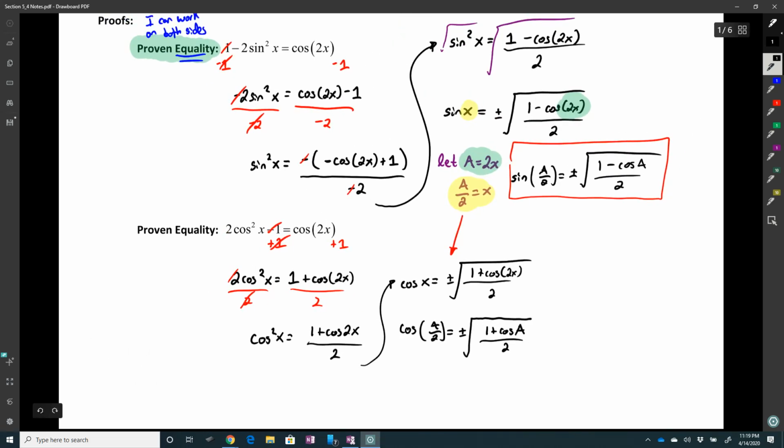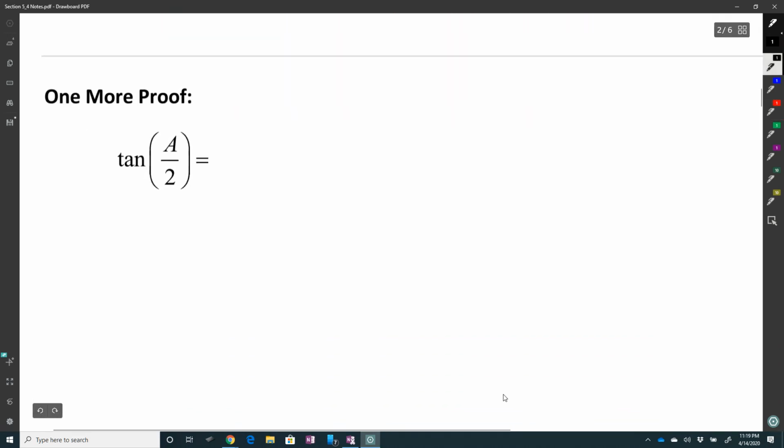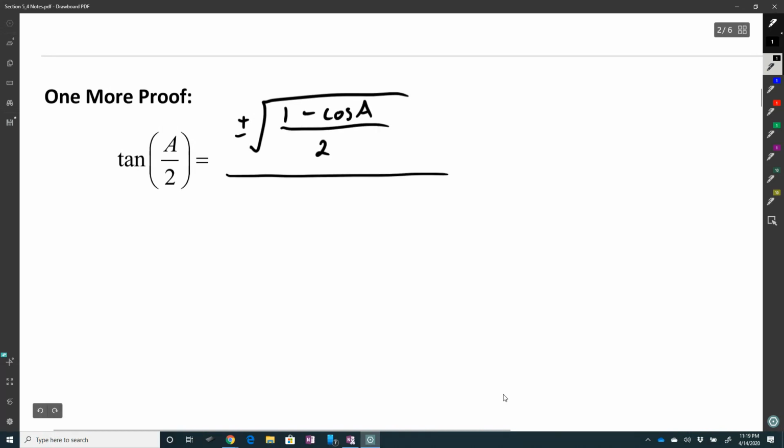Okay, so that's 2 of them proven. The last one is just dividing the 2. There's other ways to do it. You can use another formula for tangent, but I'm just going to divide the 2. So this ends up being plus or minus the square root of, and so here we have, there it is, 1 minus cosine a over 2, all divided by plus or minus 1 plus cosine of a over 2.